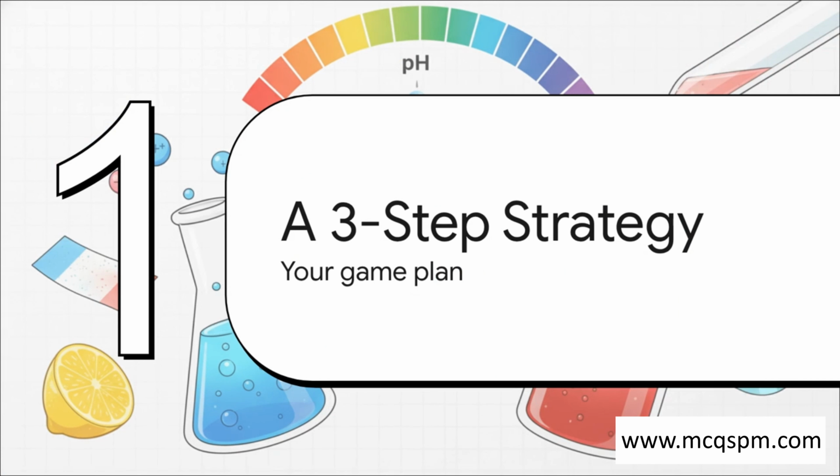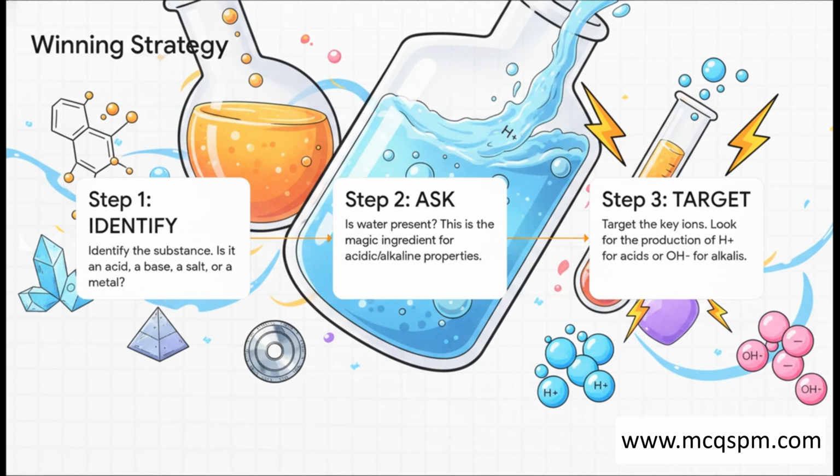So how do you tackle any question on this topic with total confidence? Let's build a simple, foolproof three-step game plan. Look, no matter how complicated the question seems, you always come back to these three simple steps. 1, identify the substance. 2, and this is the most important one, ask, is water present? And 3, target the ions. Are we looking for H+ or OH-? I'm telling you, this framework will never let you down.